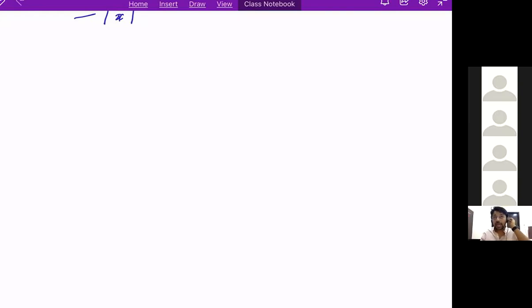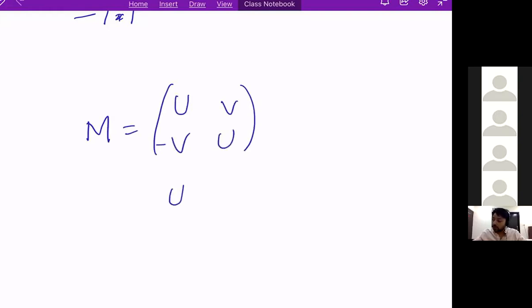In some way they are connected. Yes, there is. In fact, a matrix M is both symplectic as well as orthogonal if it has a specific structure. If it is of the form [U, V; -V, U], where U, V are n cross n real matrices, such that this complex matrix U + iV is a unitary matrix. Because it's a complex matrix, we use the term unitary matrix.